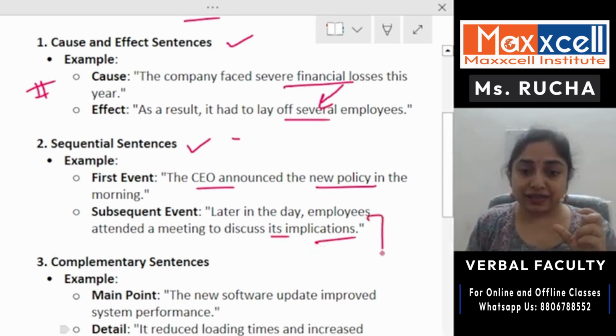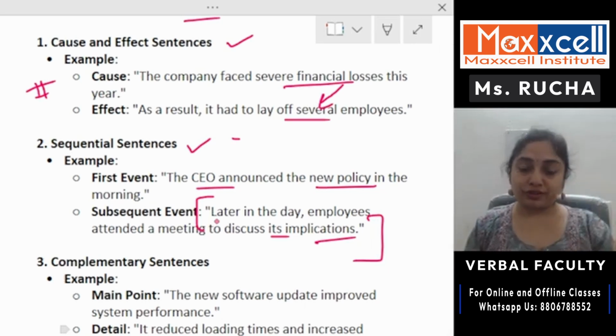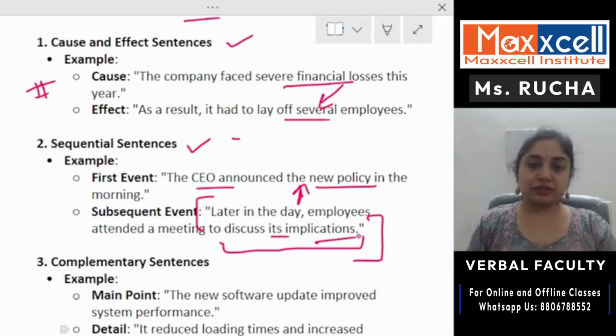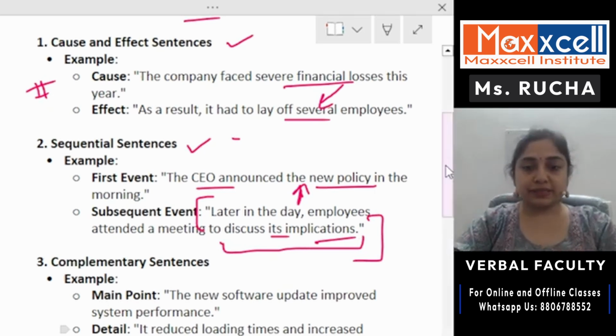This sentence in itself gives us a clear-cut hint that I am incomplete without a sentence before. And this sentence certainly suits it because we are talking about new policy. And when we say a meeting to discuss its implications, of course, we are weighing pros and cons before deciding whether we should implement it or not, right? So this is the logical sequence. These are automatically sequential sentences. So if you see something like this, you will certainly understand which one should come first and which one should come second. Next is complementary sentences.